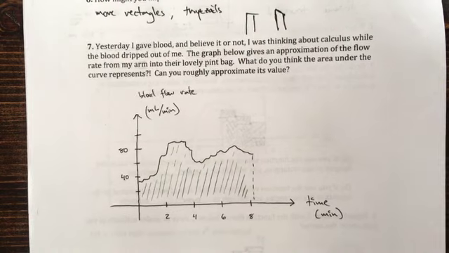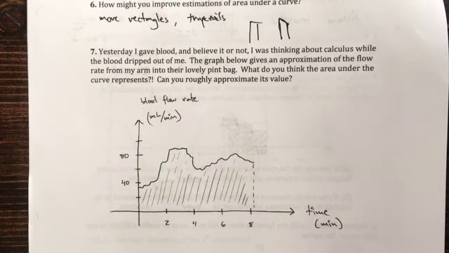So this problem right here is just giving another idea of why we'd want to find area under the curve. So yesterday I actually did not give blood, but when I wrote this problem, this was actually true. So I gave blood, believe it or not. I was thinking about calculus while the blood dripped out of me. This is actually true. The graph below gives an approximation of the flow rate from my arm into their lovely pint bag. What do you think the area under the curve represents? Can you roughly approximate its value?